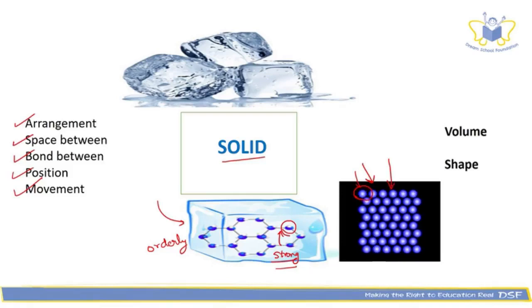Movement. You can see that these particles are jiggling about the same space. The position is fixed, but they are vibrating in that same position. Based on these criteria, we can know whether a particular substance has a fixed volume or a fixed shape. In this case, because of the tight arrangement and strong bonds between them, they have a fixed volume and a fixed shape. So generally, solids have a fixed volume and a fixed shape.